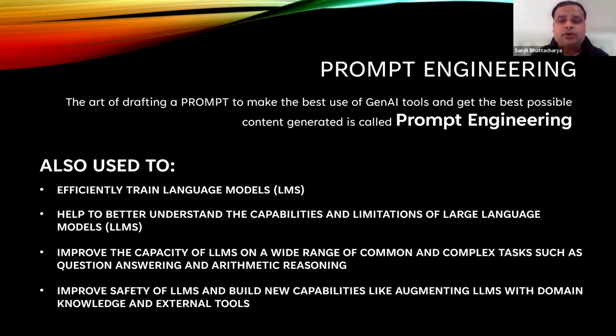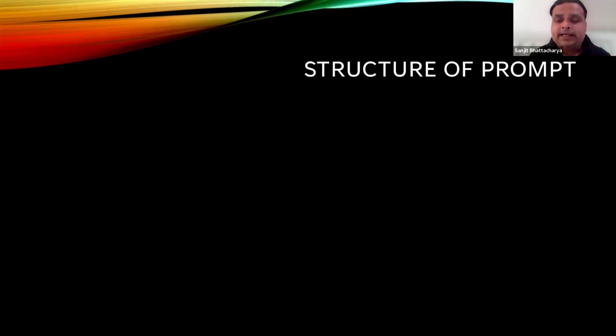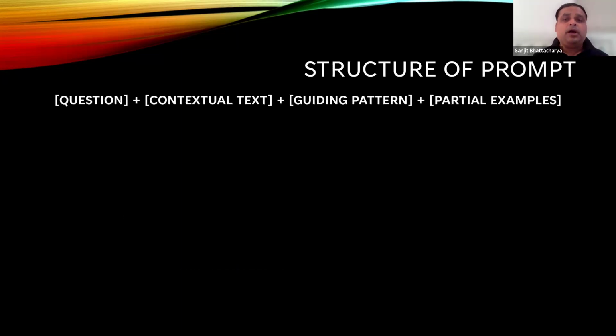All right, so moving forward, let us now talk. What is a prompt? We have talked about it. What is prompt engineering? We have a fair bit of idea. Now let us see what a prompt looks like, or what the components of a prompt are. A good prompt will ideally have these four components. First, it will have a question. Second, it will have a contextual text, which will let the GPT know the context this question is being asked for.